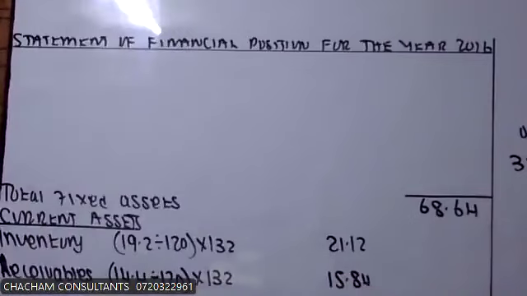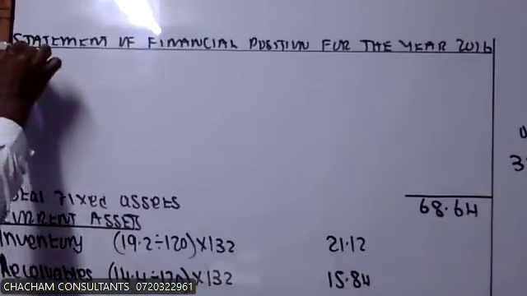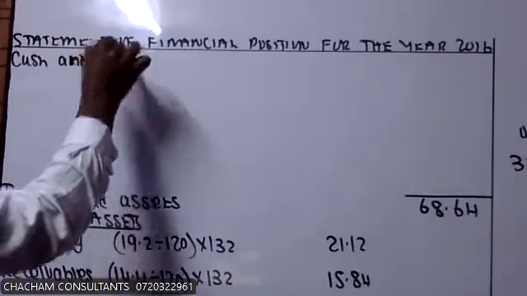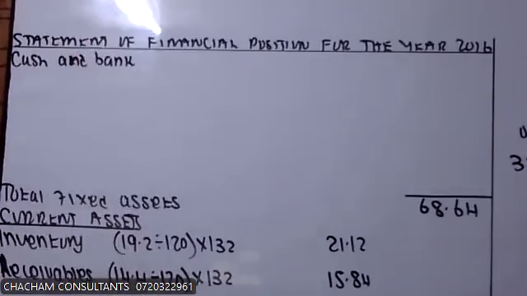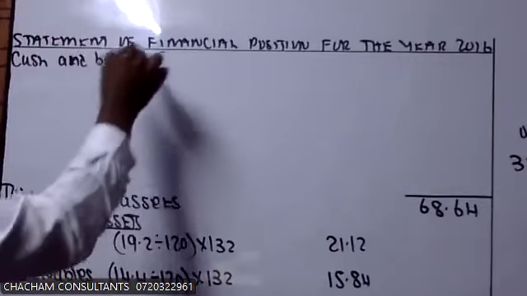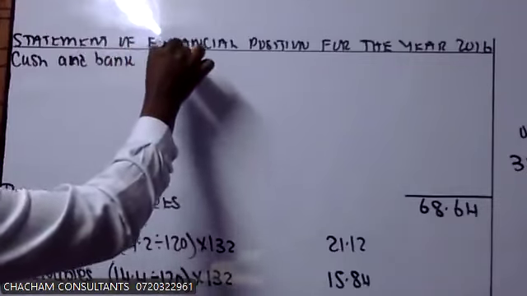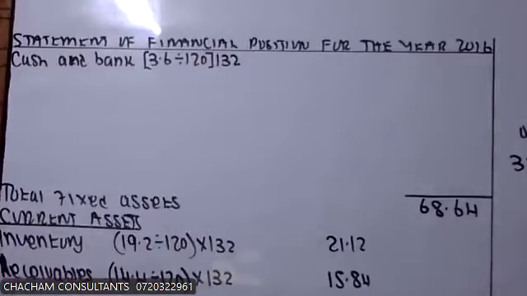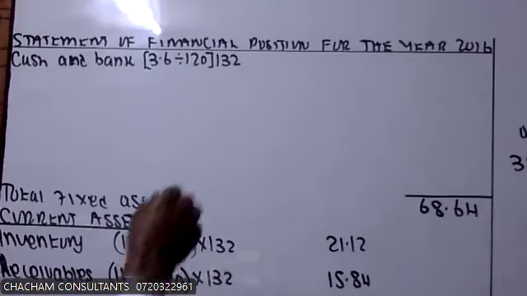So we proceed to the next, cash and bank. Cash and bank is 3.6. You divide by 120, multiply by 132. $3.96.